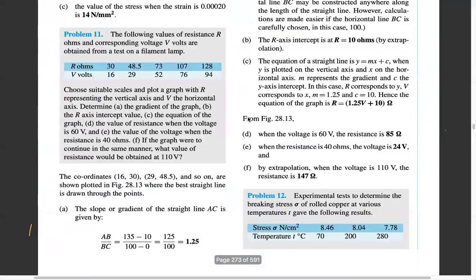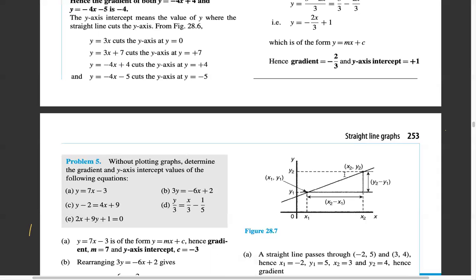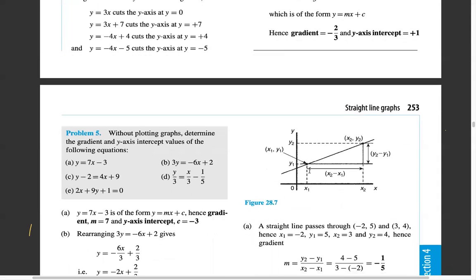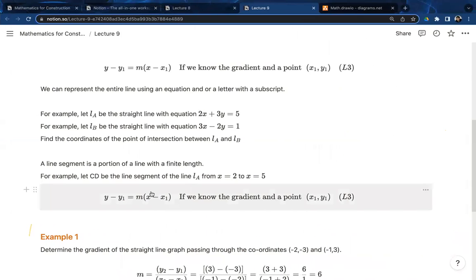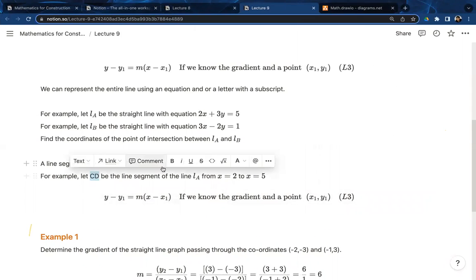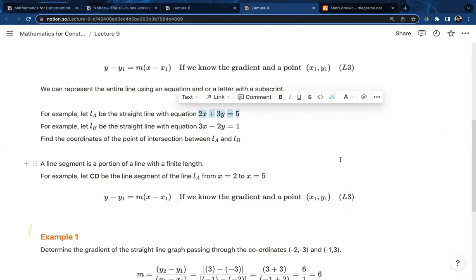A line is really infinite. Like when you see this portion here, they're just showing you a snapshot of the line here in the first quadrant. But this line, it goes to infinity in both directions. It never ends. A line never ends. The entire line is infinite. But a line segment is a portion of the line. So I could say, well, CD is a portion line from x equal 2 to 5, right? And which line? LA, the infinite line is this line, 2x plus 3y equal 5, okay? So a line segment is like a finite piece of thing.